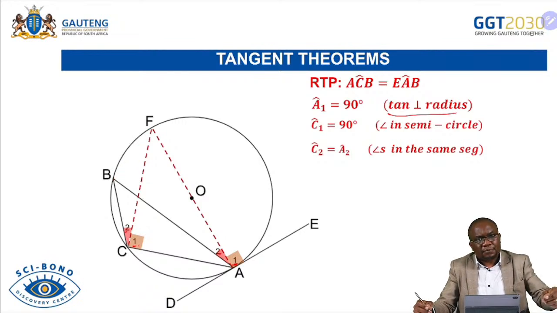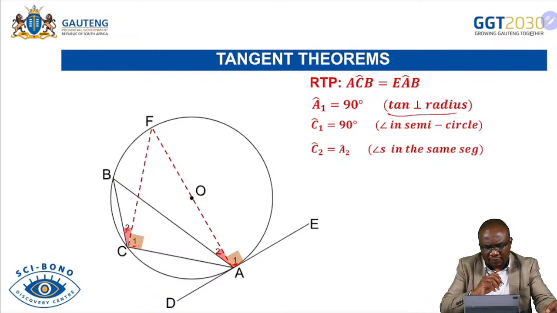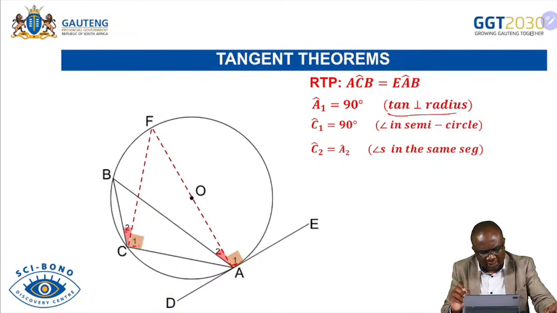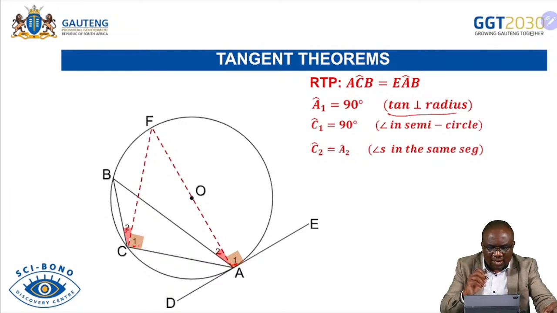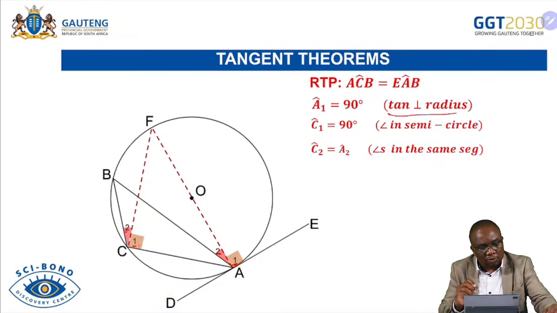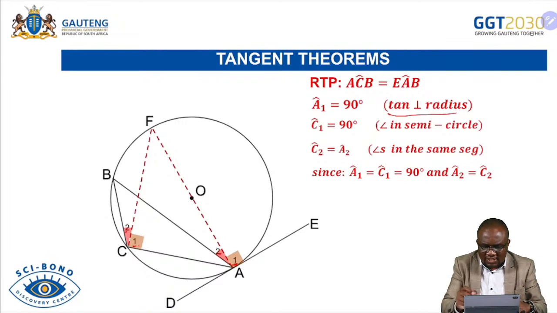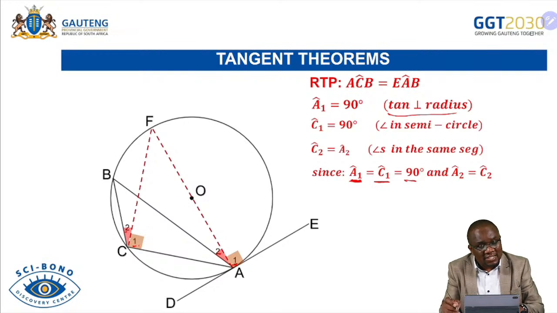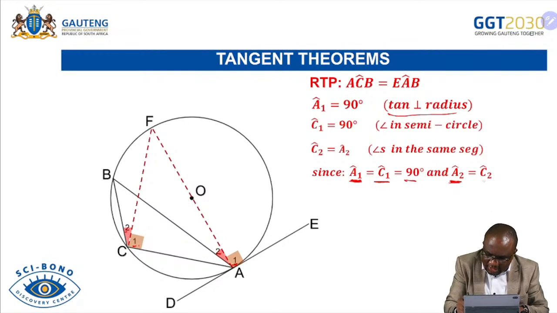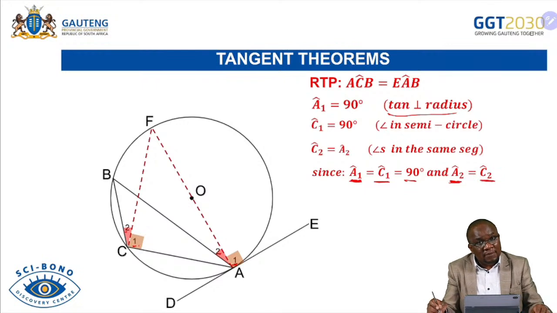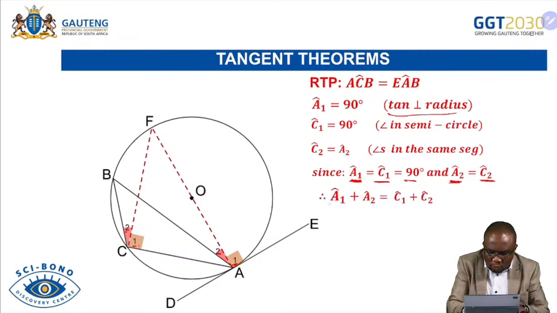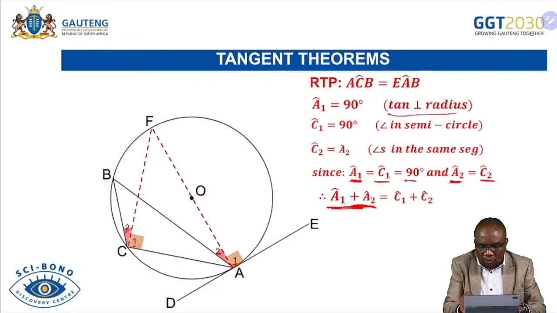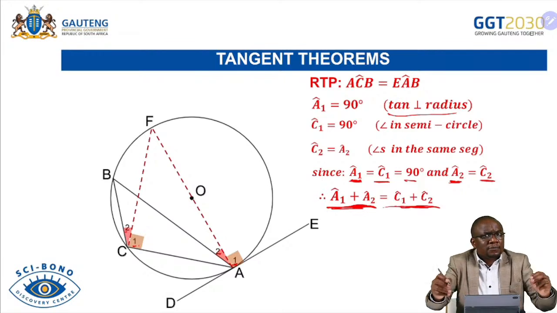Right. Now, this whole angle ACB will be C2 plus C1, isn't it? And then the whole angle EAB is going to be A2 plus A1. You see? So now, since A1 is equal to C1, and both of them are equal to 90 degrees, and A2 is equal to C2 because they are angles in the same segment, therefore, A1 plus A2 is equal to C1 plus C2. Do you see that?